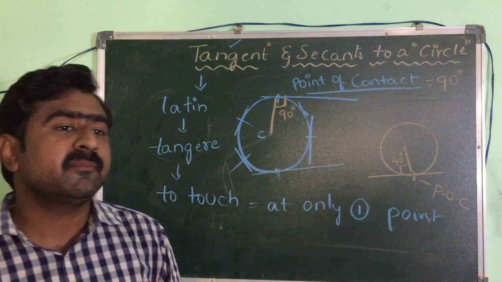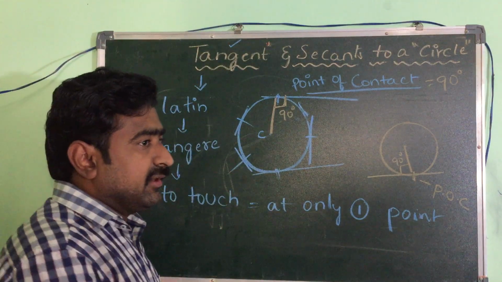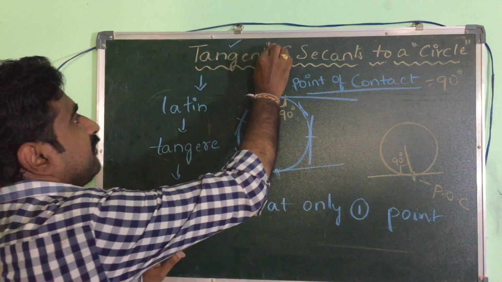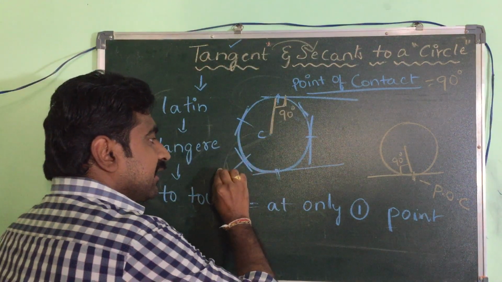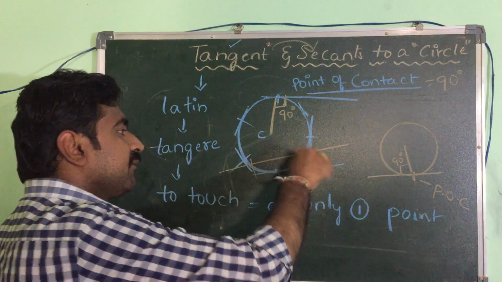So this is a perfect information that is word related to the tangent. Just opposite to tangent, what is the meaning of secant? Secant is nothing but a line segment which touches the circle at two different points.